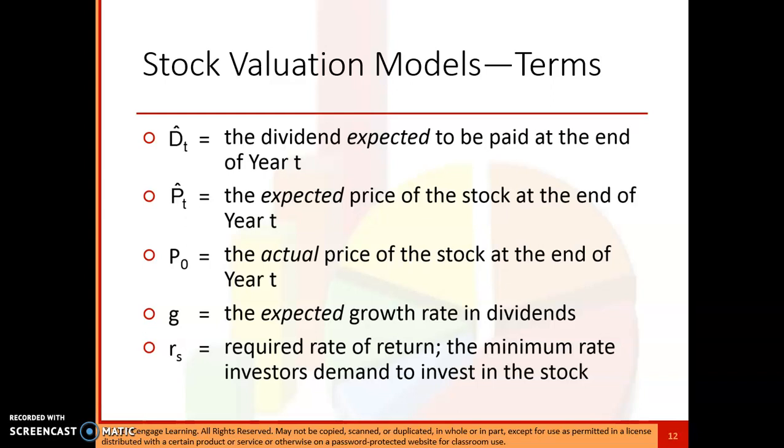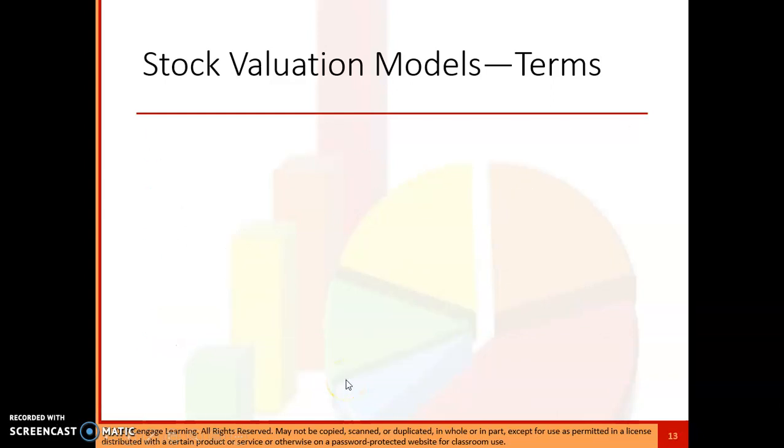P0 is the actual price of the stock. That should just say the actual stock price or current price of the stock, the current value of the stock. G is the expected growth rate of dividends. R sub S is just the required rate of return, or the minimum investment rate of return that the investors demand or require to invest in the stock.